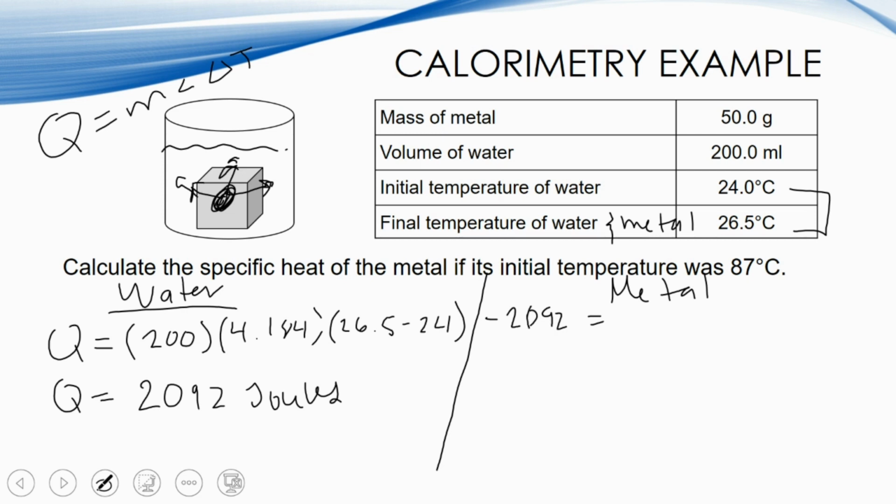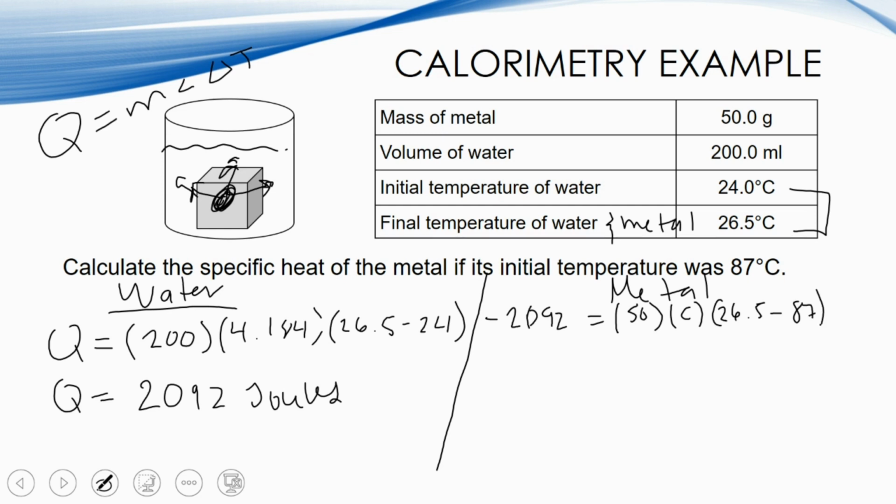So what we're going to do now is utilize the information that we have for the metal. We're still using the same equation. So the mass that we're told of the metal is 50 grams. We don't know the specific heat, so we're looking for C, right? That's what the question asked us for. And then the change in temperature is final minus initial. And again, the 26.5 accounts for both the water's temperature and the metal's temperature because they reach thermal equilibrium. And we are told in the problem that the initial temperature of the metal was 87.